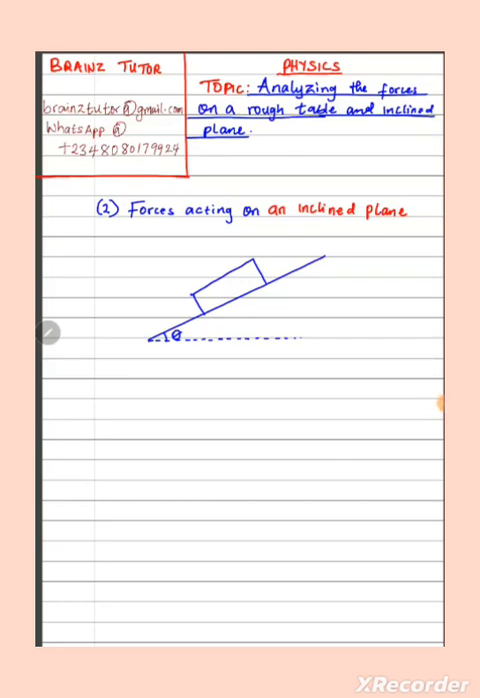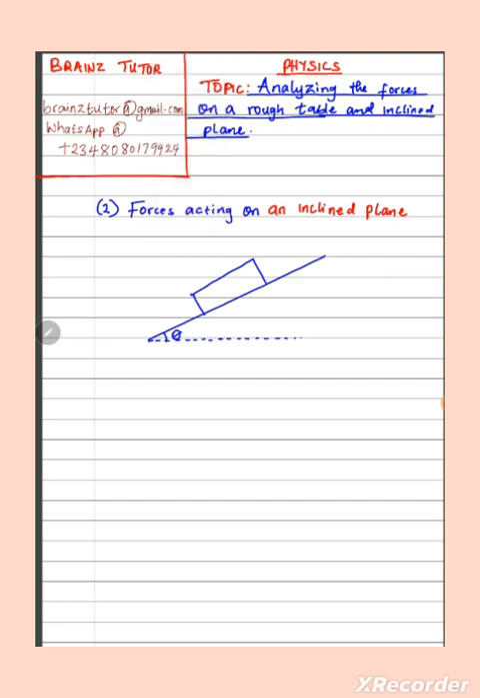So today we'll be analyzing the forces on an inclined plane. Last class, or last video, we did the analysis of forces on a rough table. So today we'll be analyzing forces on an inclined plane.